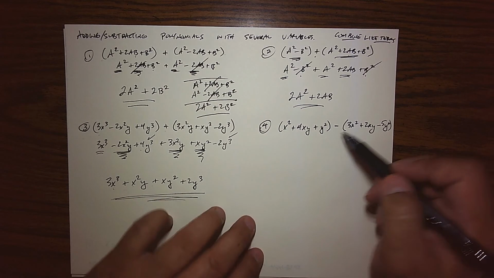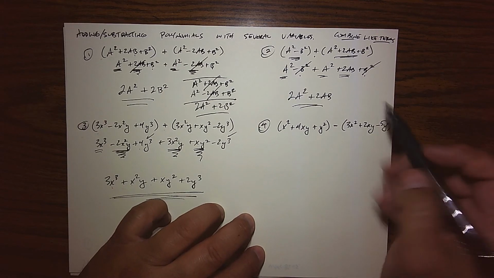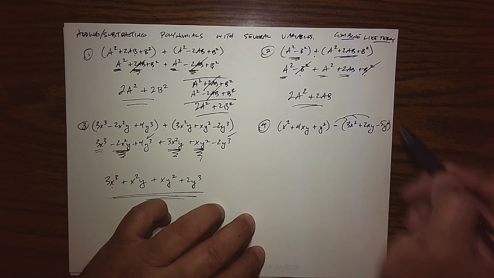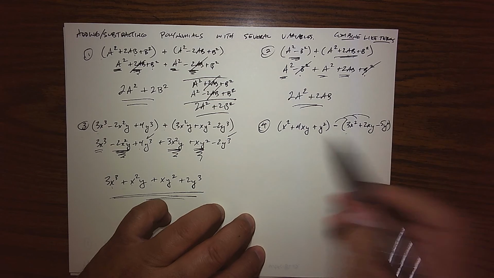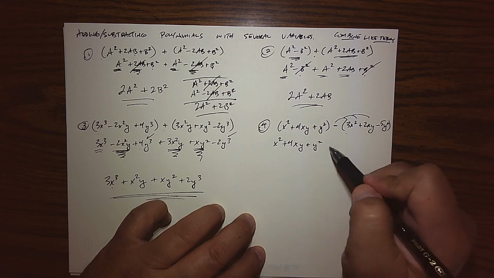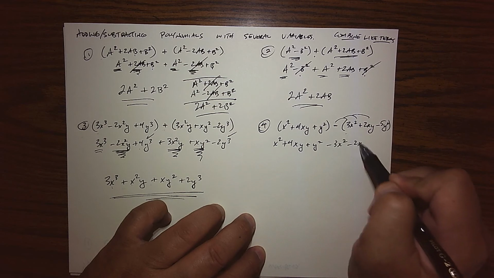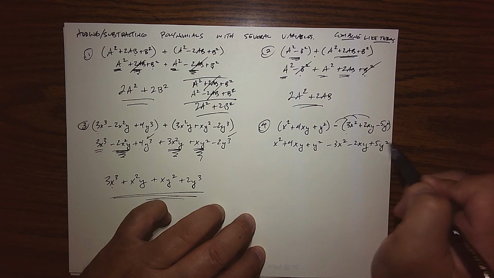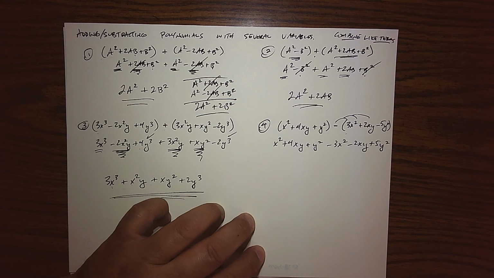And last but not least, what about subtraction? Well, it's the same thing. The subtraction needs to be distributed, so all my signs change behind it. So we're going to drop these parentheses up front and change all the signs behind it, and then we're basically back to combining like terms.